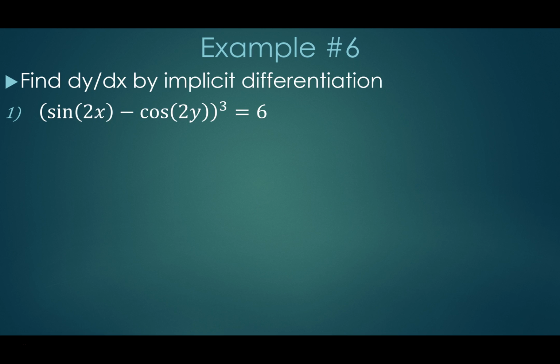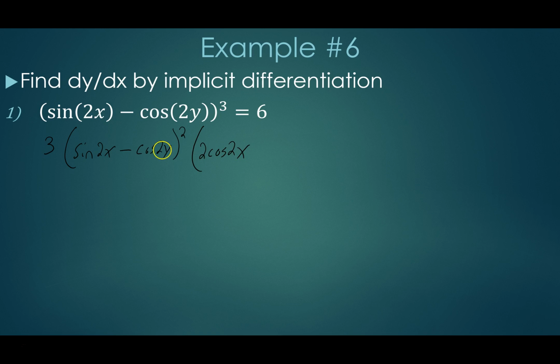Now, this one's going to be a little more complex, so I'm going to work this one for you. Again, it's going to require us to use our chain rule in addition to our implicit differentiation. So notice we have the expression cubed, so for its derivative, I rewrite the 3 in front, our inside is sine of 2x minus cosine of 2y, decrease the exponent by 1. And then times, well, the derivative of the inside, the derivative of sine of 2x is 2 cosine of 2x.